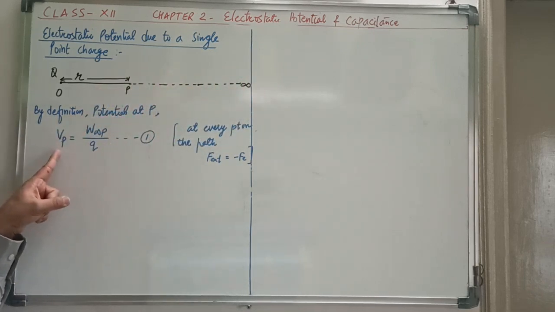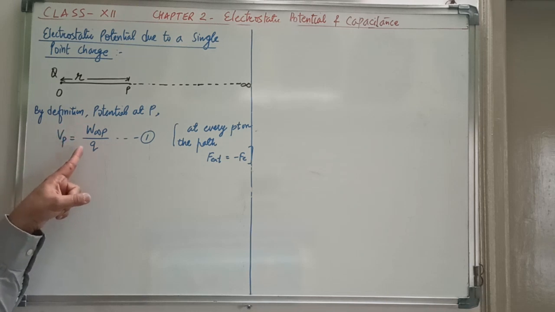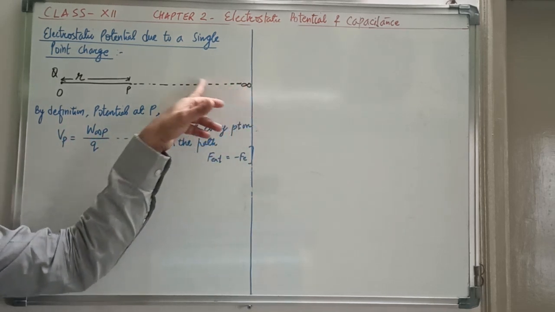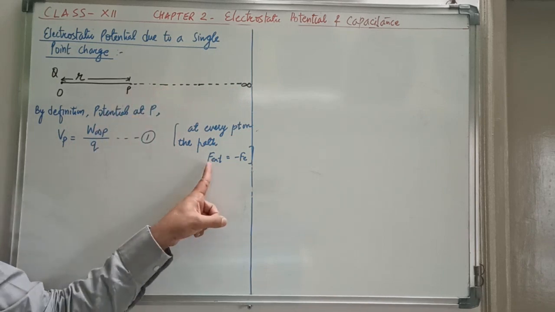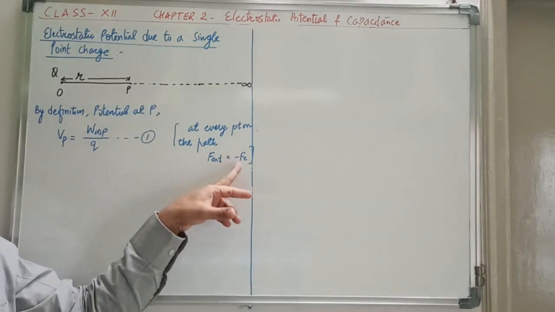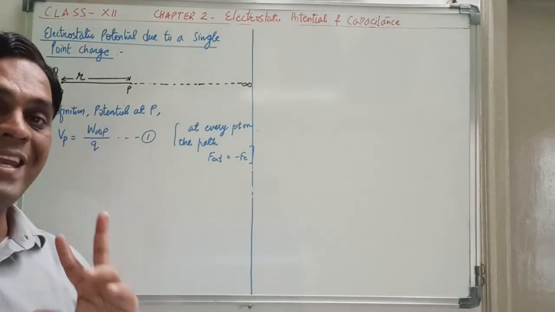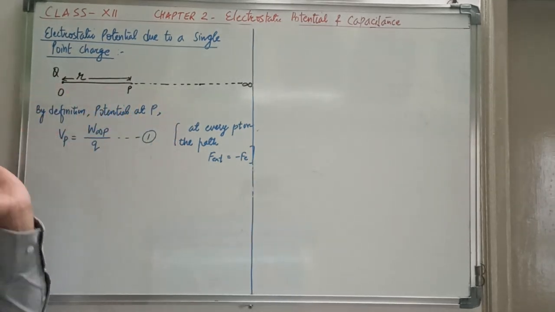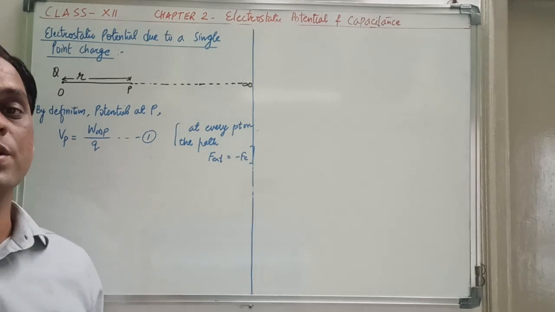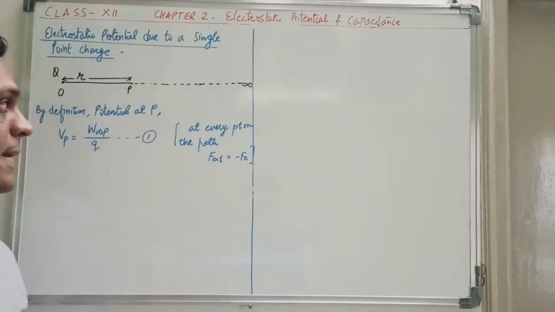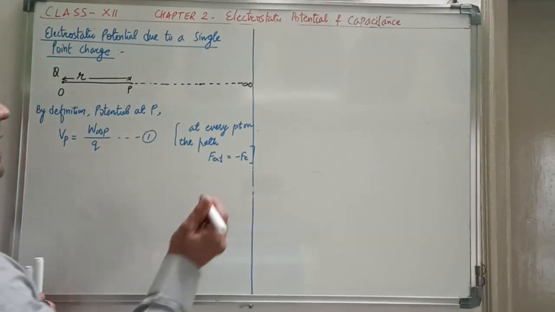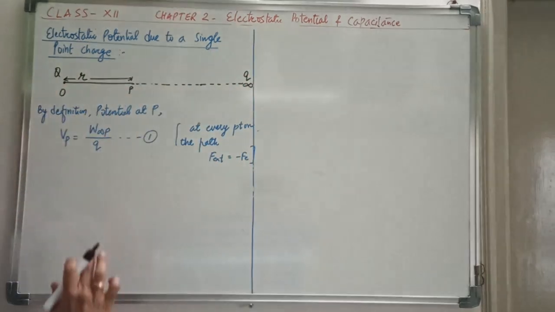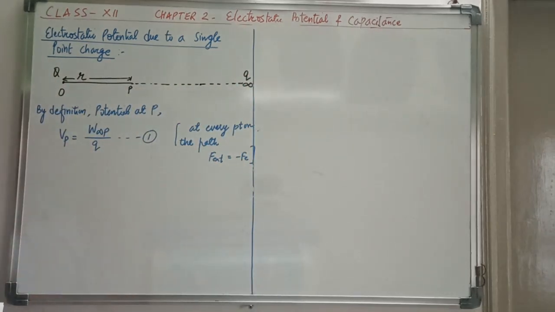So the formula will be Vp is equal to W infinity P upon q, such that at every point when we bring the charged particle, external force has to be equal and opposite to the electrostatic force acting between the charged particle and the unit positive test charge which is being brought here. Correct. So what we will do is move a charged particle q from infinity to P, and we will calculate how much work is done in this.